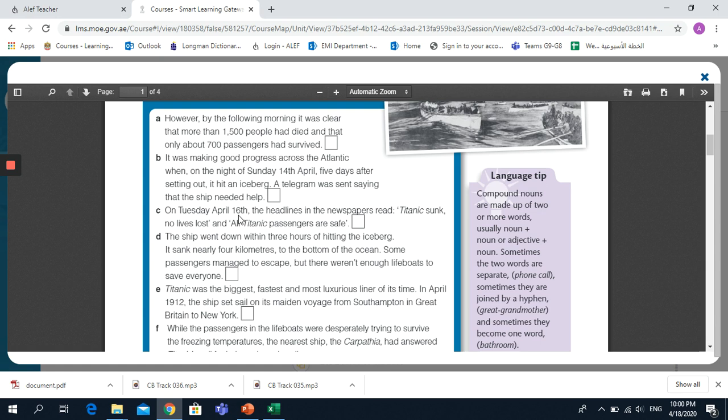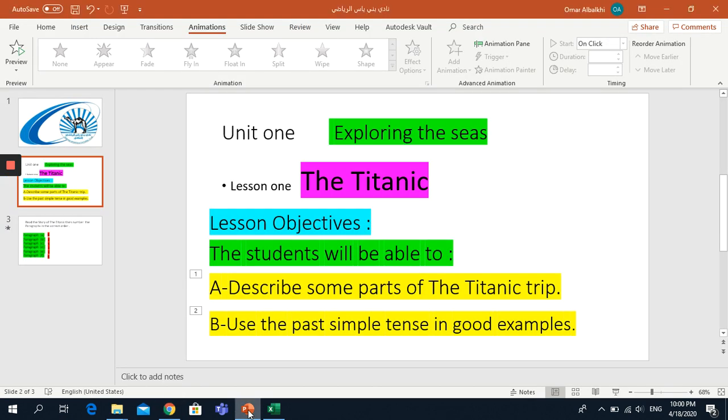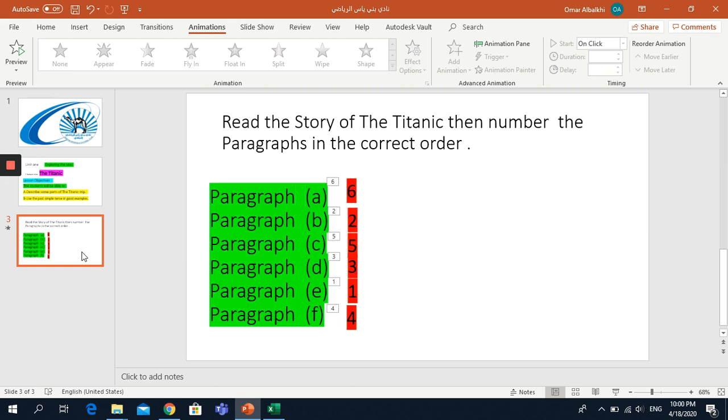Number 5, on Tuesday, April 16th, the headlines in the newspapers read. And the last one is paragraph A. However, on the following morning, it was clear that more than 1,500 people had died and 700 passengers had survived. So here we have the correct order of the paragraphs.